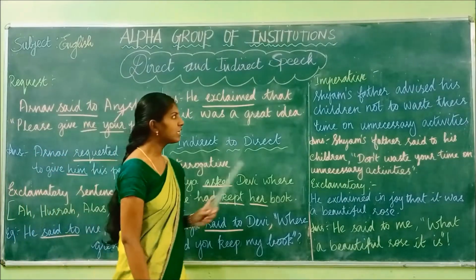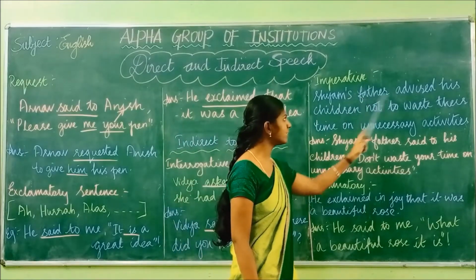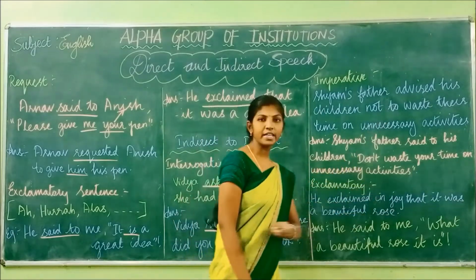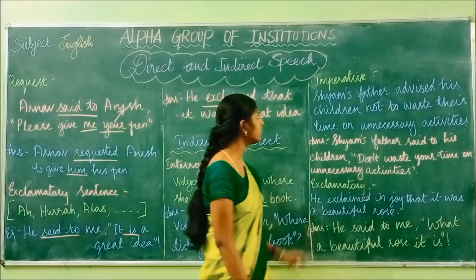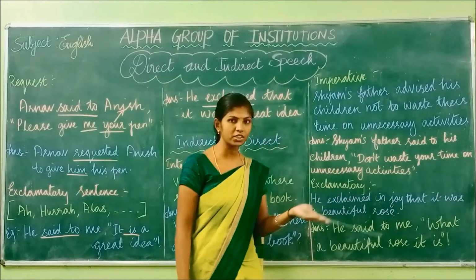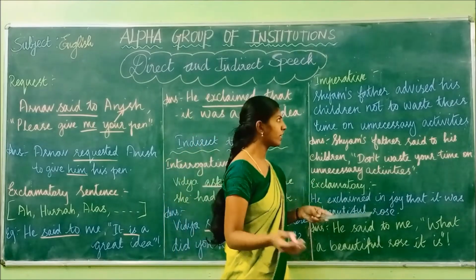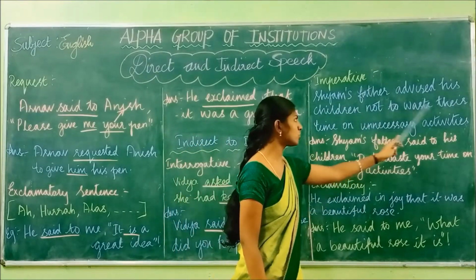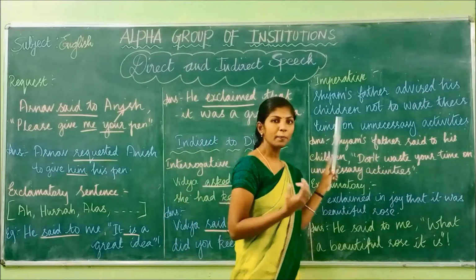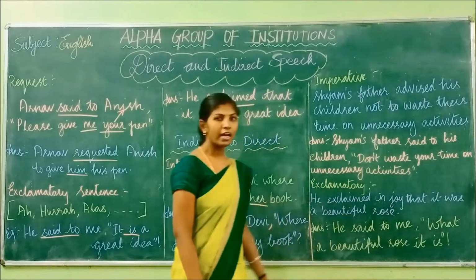And the next one is imperative sentences. See here, Shyam's father advised his children not to waste their time on unnecessary activities. What's the question here? Shyam's father advised his children. Maybe both the kids, 3 of them or 4 of them, whatever. His children not to waste their time. Since children is plural, not to waste their time on unnecessary activities.